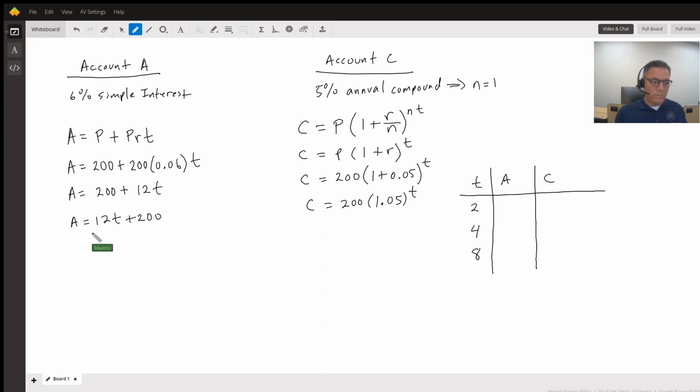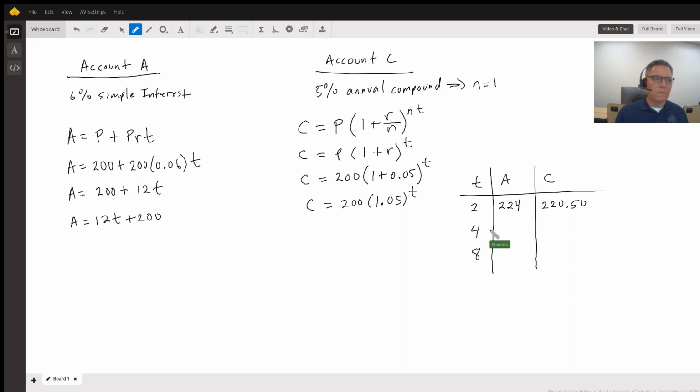Okay. So for T equal to 2 years, that's 12 times 2 is 24 plus 200. That's $224 after 2 years in account A. Whereas in account C, 1.05 raised to the second power times 200 is going to give you $220.50. So you can see that account A is better after 2 years initially, right?